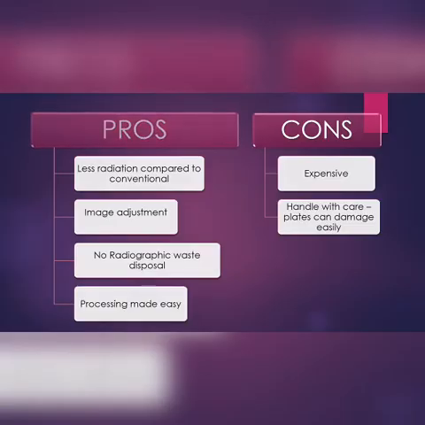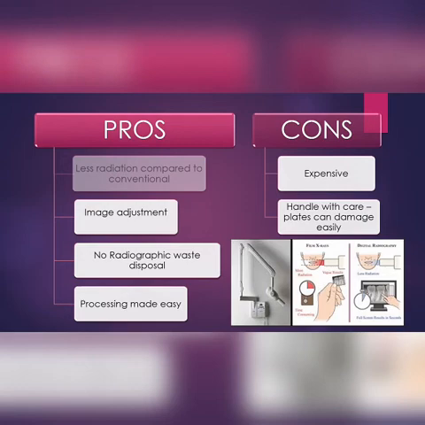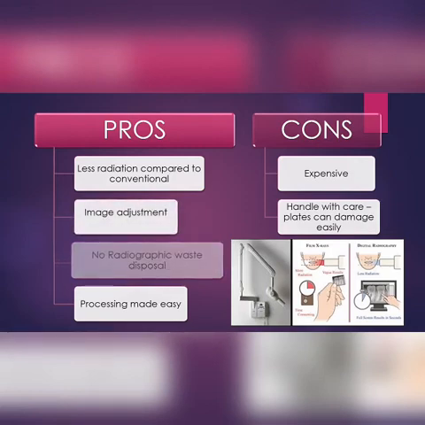Now just analyzing the pros and cons of this digital imaging. We've come this far, so we're just analyzing the advantages and the disadvantages basically. When it comes to the pros, we have four main points. First is the less radiation that is required when compared to the conventional radiographic imaging systems. Second is the image adjustments that can be done after you have acquired the image. This is not possible in the conventional ones, right?